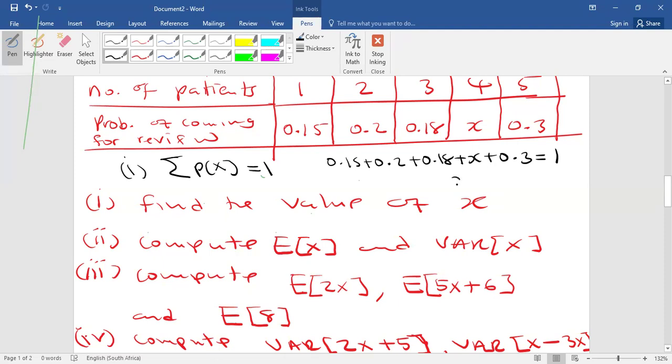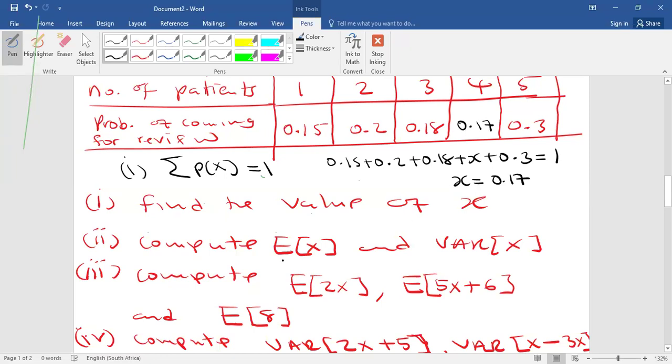0.17. So according to the young lady, she's saying 0.17. Is there anyone with a different value of x? Oh, there is no one opposing her, which means that's a fact. Okay, so with that fact, that's how you compute the value of x. So you can replace your value of x in that, 0.17, like that.